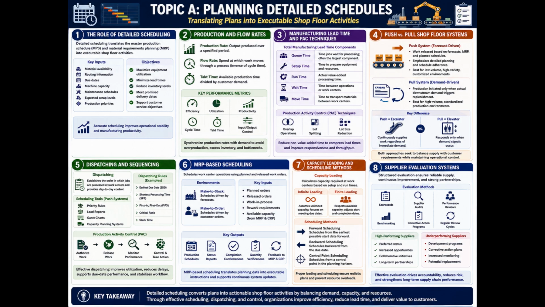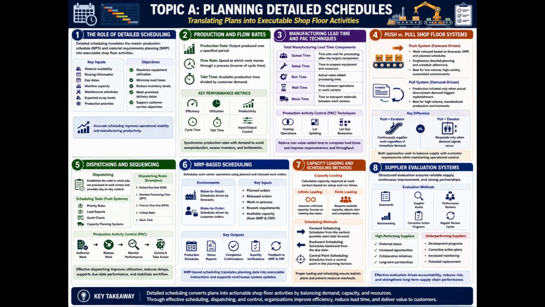A fundamental aspect of detailed scheduling is determining production and flow rates. Production rate measures output over a specified period, while flow rate reflects the speed at which work moves through a process and is commonly expressed as the inverse of cycle time. In manufacturing environments, production rates must align with capacity and customer demand requirements.